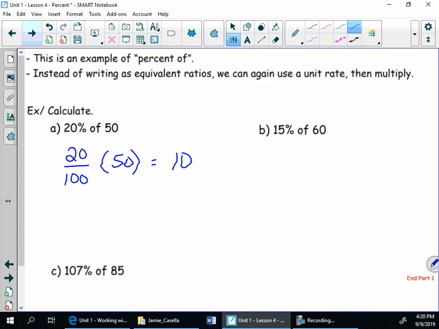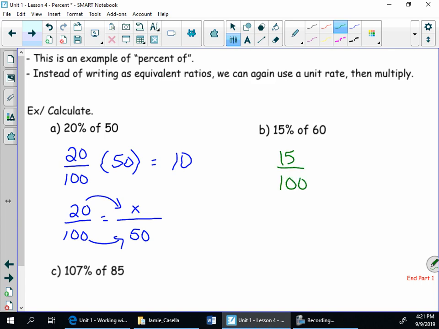And what it's doing is it's saving us the time of saying, well, 20 out of 100 is the same as what out of 50. Instead of dividing by 2 and dividing by 2, it's just doing it in a faster way. I can do that whenever I want to find the percentage of something. Let's take a look at the next one. 15% of 60. 15 out of 100, that's my unit rate, and I want 60 of those units. What does that come out to? 9.